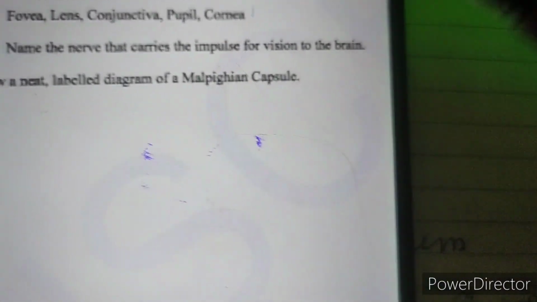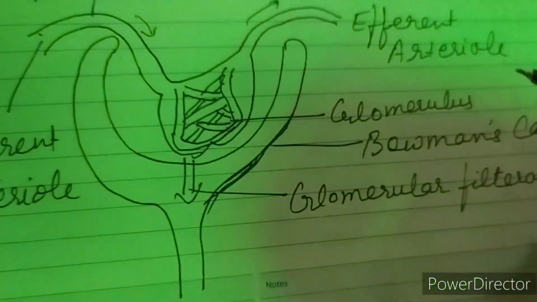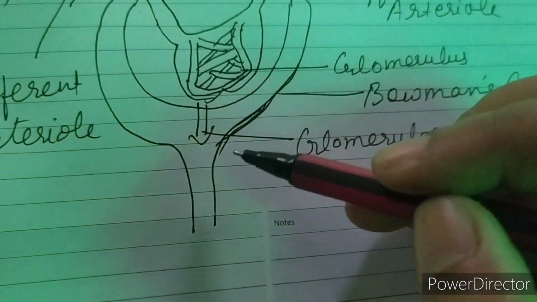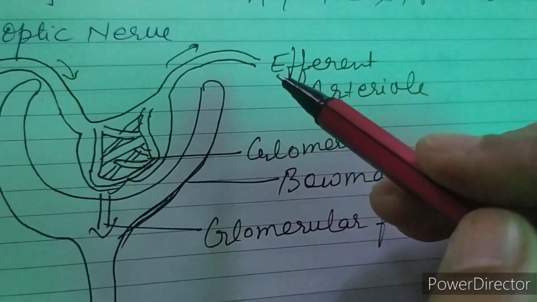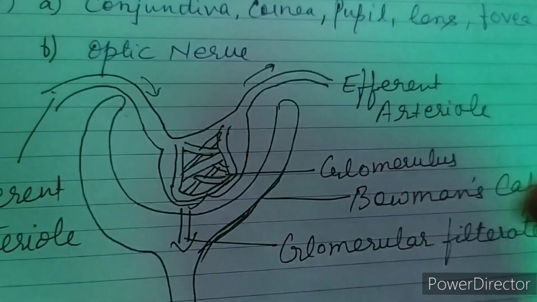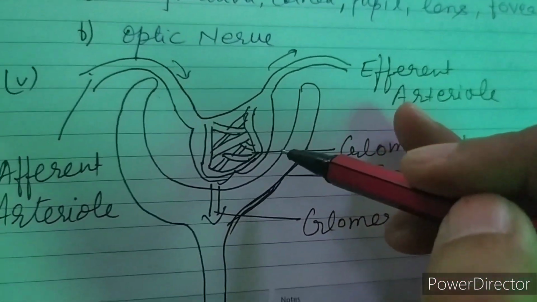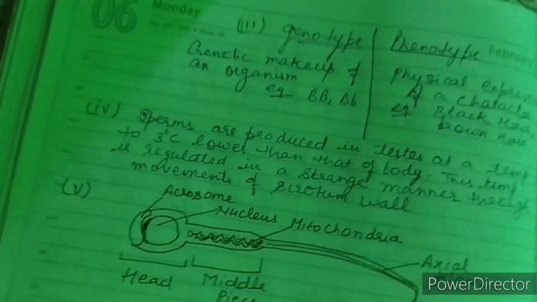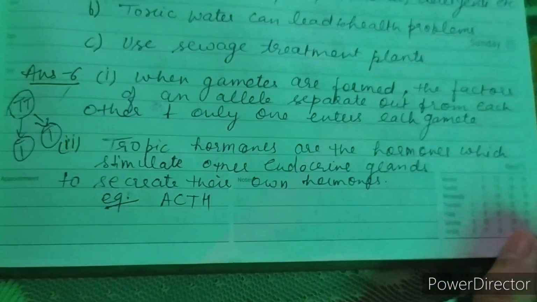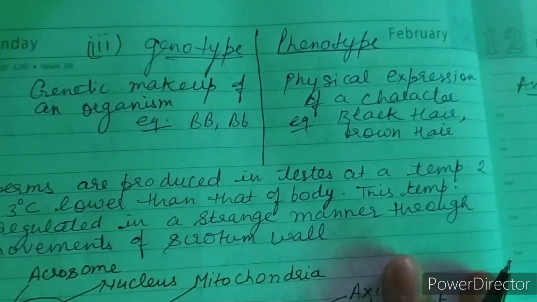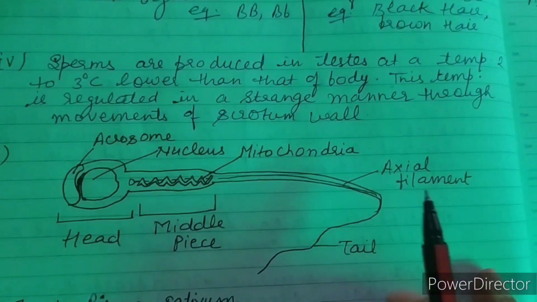And you have to draw a labeled diagram of the Malpighian capsule that I have drawn here. You can see this is Bowman's capsule, glomerular filtrate. The afferent arteriole goes inside, the one which comes outside is the efferent arteriole, and this is Bowman's capsule with glomerulus. So I have written all the answers from questions 6 to 8. You can pause the video and see how I have written these answers. These are the answers of questions 6, 7 and 8.